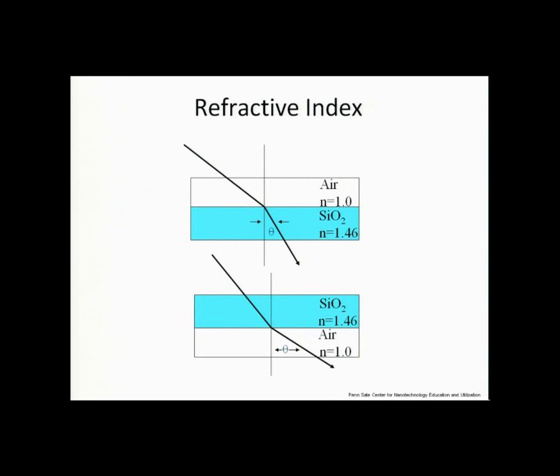So here's an example, just like the story I told, where you see light entering air, which has an index of refraction of 1, and then it is bent towards the normal line as it enters silicon dioxide, which has a higher index of refraction. In the bottom figure, if it's leaving silicon dioxide and going into air, it'll actually bend away from the normal. And this is always the case: light will bend towards the normal when entering a higher density material, and it'll bend away from the normal when entering a lower density material.